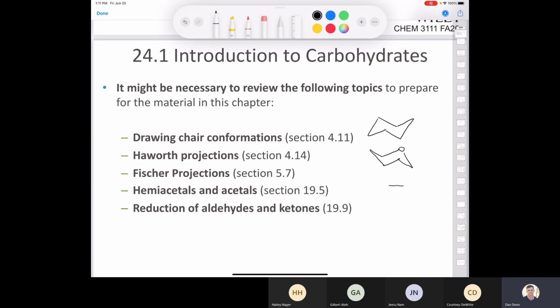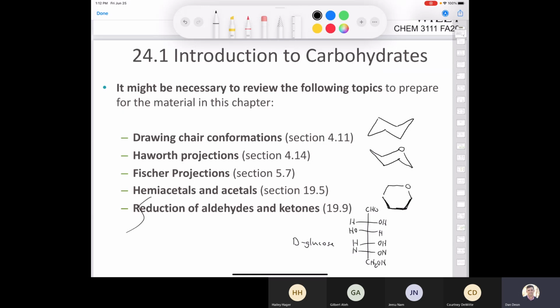Haworth projections, of course. We're going to also look at sugars being represented as Haworth projections, and then you can shade in these bonds here to represent the ring, like it's kind of laying flat. Fischer projections, we're going to talk a lot about Fischer projections. So here's a Fischer projection of a carbohydrate. If you put a hydroxyl here, here, and here, then you fill everything out. So you have a hydrogen here, a hydroxyl here, hydrogen, hydrogen. This is called D-glucose. It's the most common monosaccharide on Earth.